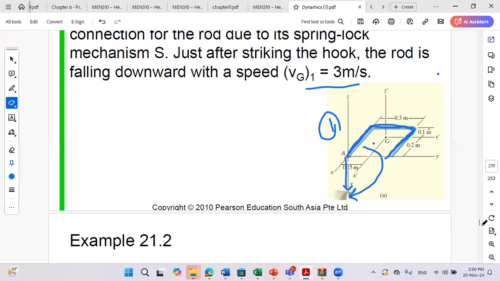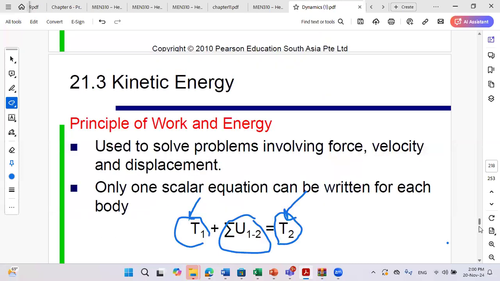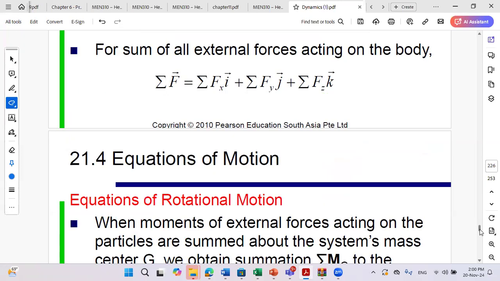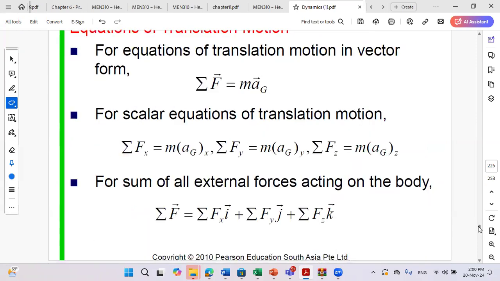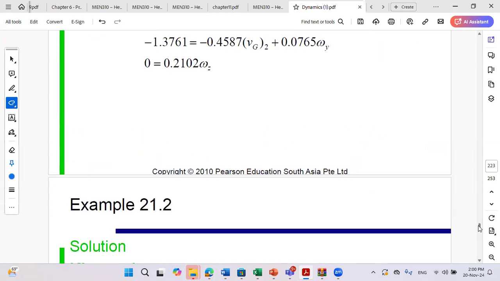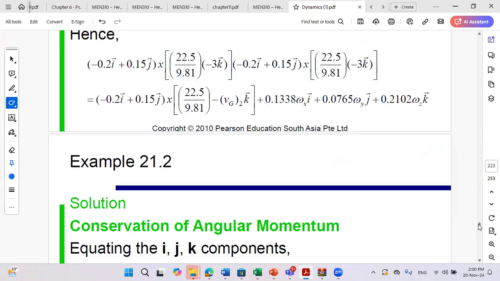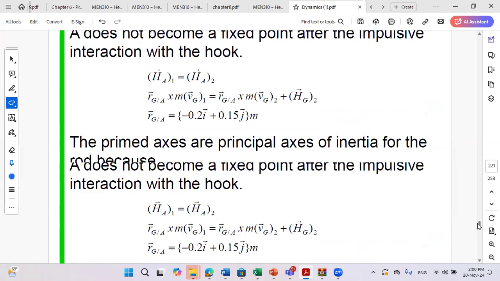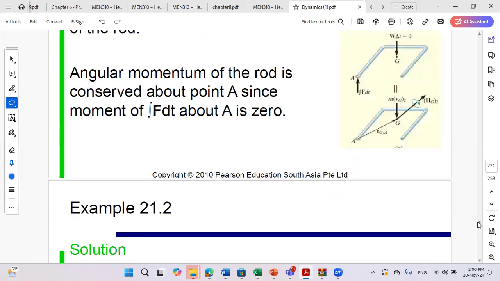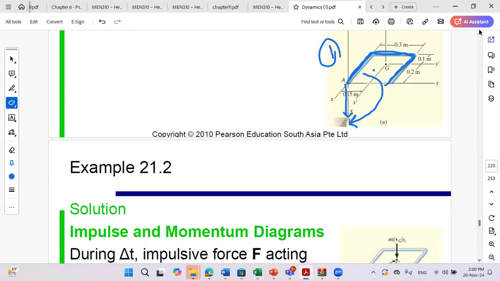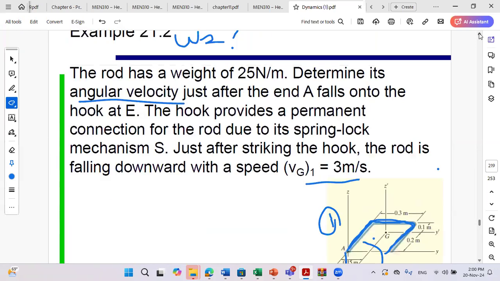Let me check. Let us read again the given. Sorry, 1 second. Okay. So the rod has a weight of 25 Newton per meter. Determine its angular velocity just after the end A falls onto the hook at E.